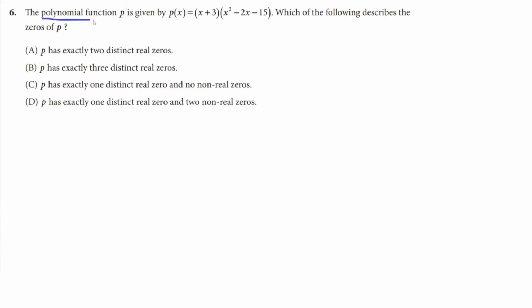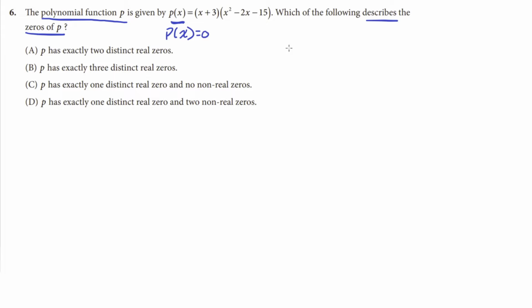The polynomial function p is given by p of x equals (x plus 3) times (x squared minus 2x minus 15). Which of the following describes the zeros of p? So the zeros of p are the x values when p of x equals 0.